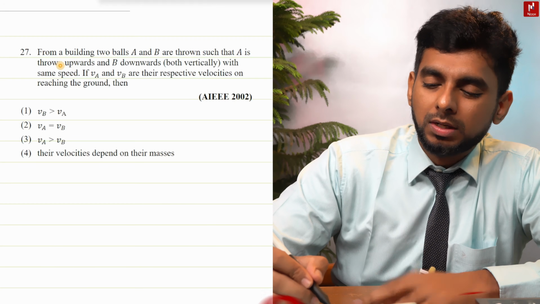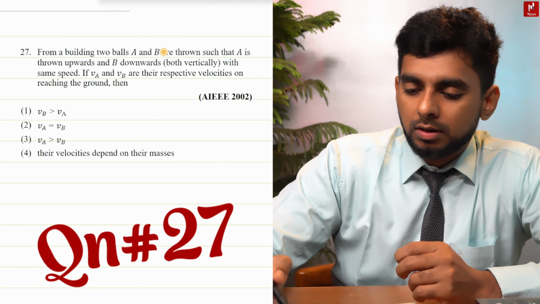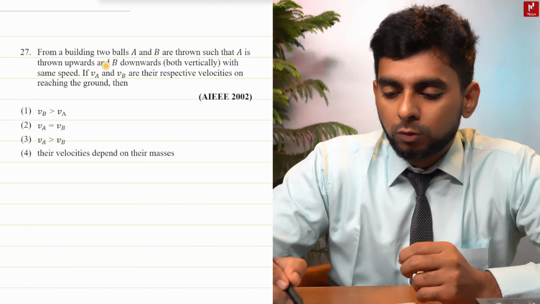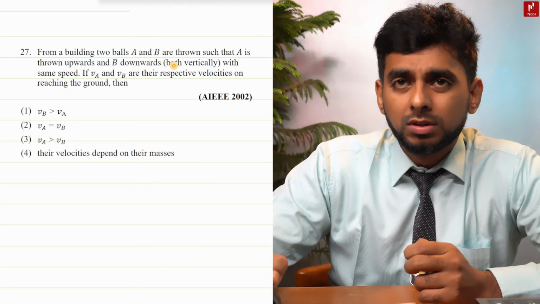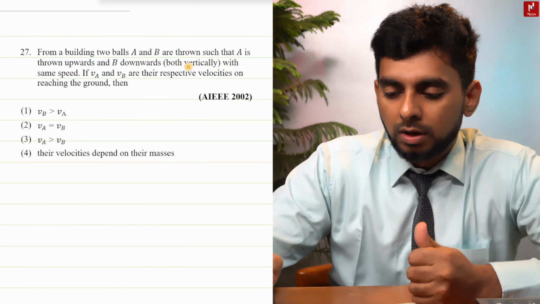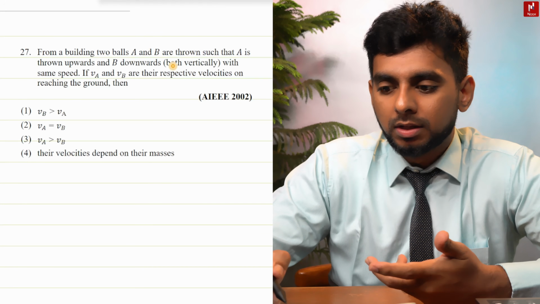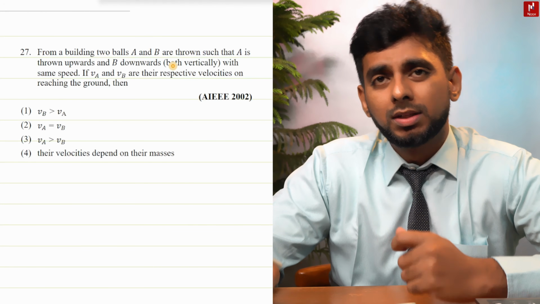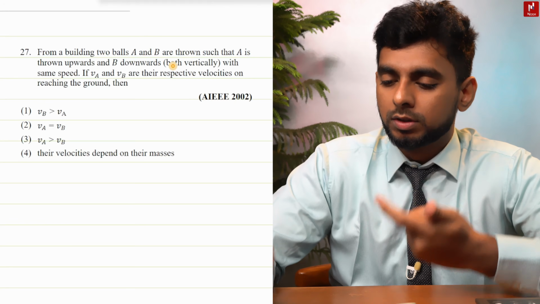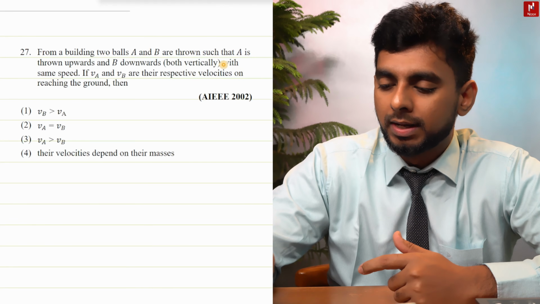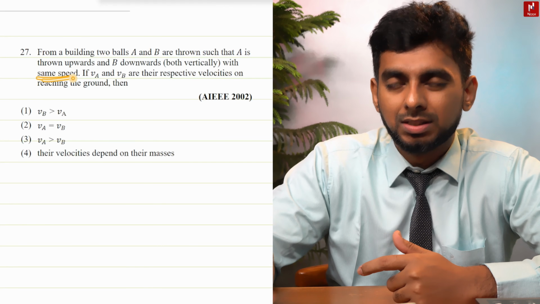This question is a simple, logic-based question. Let me read it. From a building, two balls A and B are thrown such that A is thrown upwards and B downwards. So there is a guy standing on a building, throwing one ball downwards and the other upwards, both vertically, which means along the y direction, with the same speed. Okay, so that's the hint.